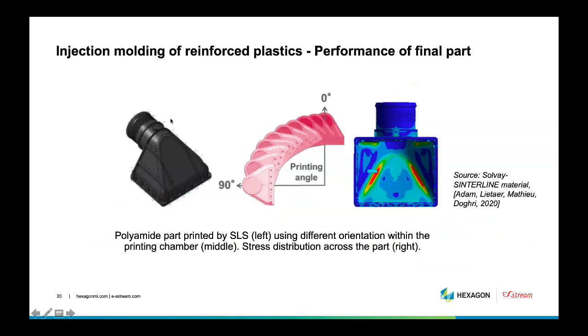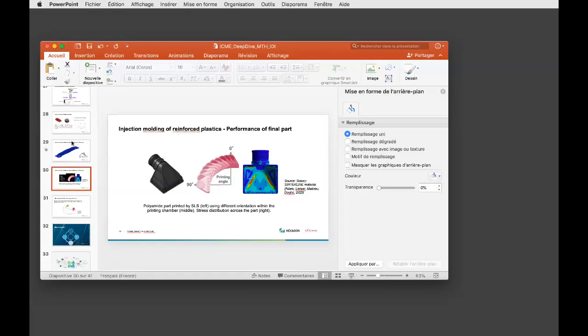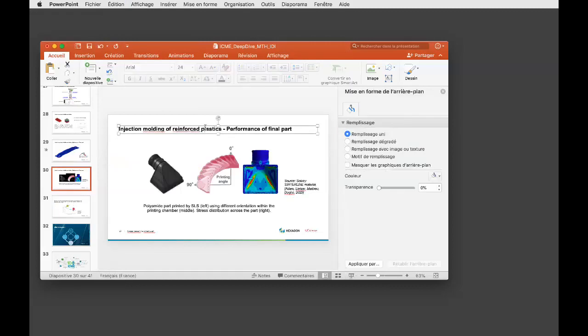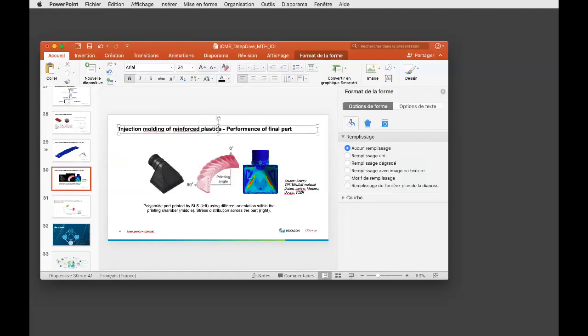Here the title is not correct. I'm sorry, this is about additive manufacturing, it's not injection molding. So this is a part which was obtained by injection molding, so this is the correct title. Let me just correct it here on the spot. Okay. Just remove this if I can.